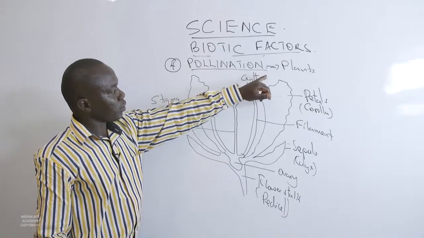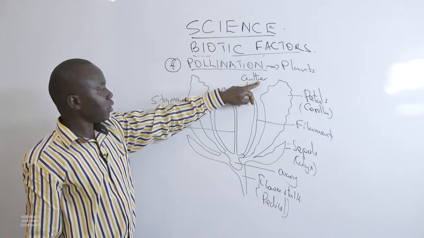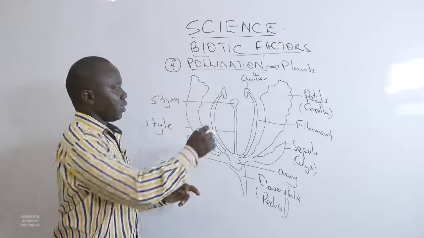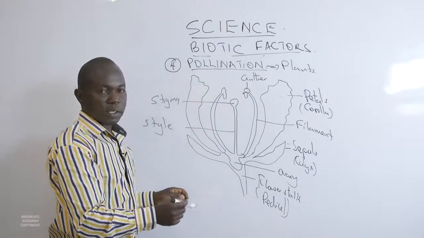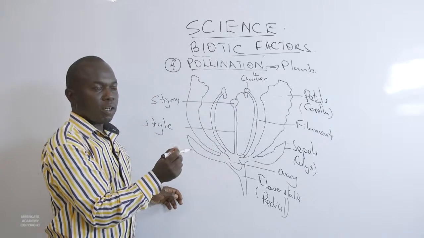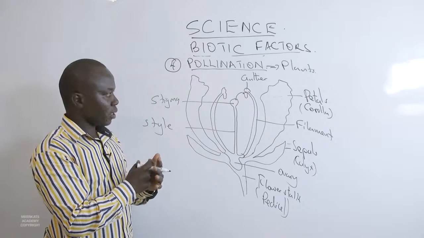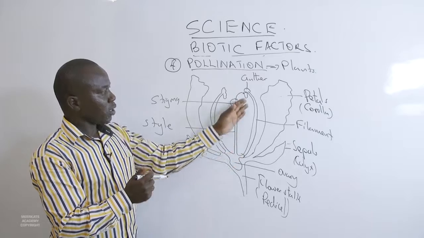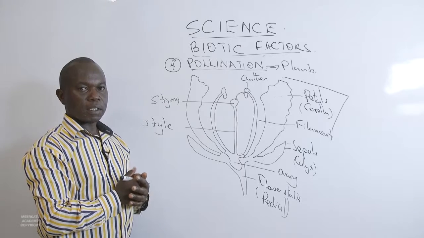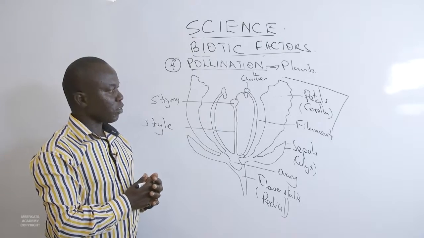So when you talk of pollination, we are talking about pollen grains. The source of pollen grains are those structures, the anthers. When you have transfer of pollen grains, the anthers release those small structures until they fall on another structure called the stigma. We call that process pollination. The structure that releases pollen grains is the male part of the flower.